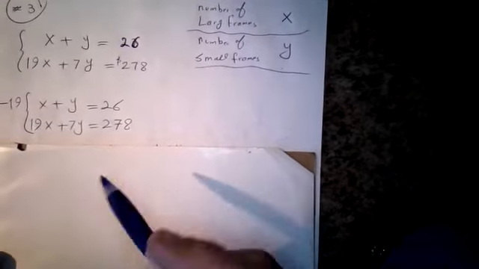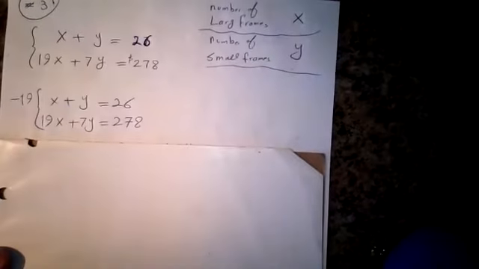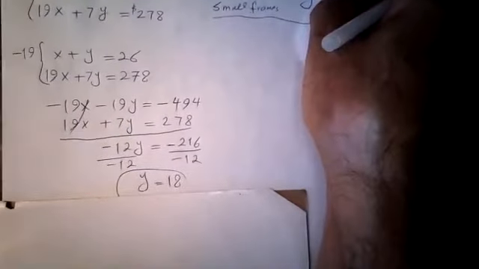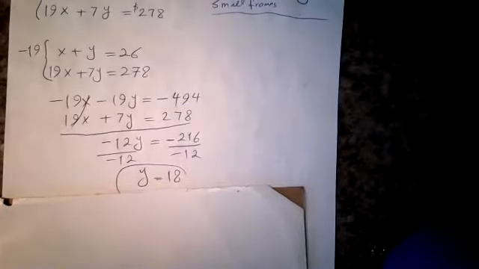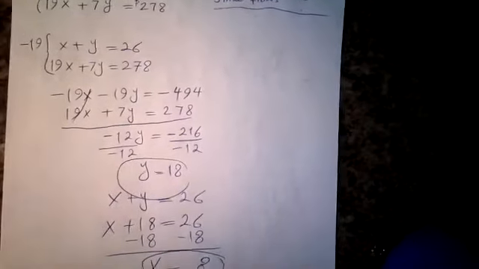And remember, if you want to eliminate X, I have to multiply the top one by minus 19. When you multiply by minus 19, then you could eliminate X. You find the Y and then you substitute that to find the X value.